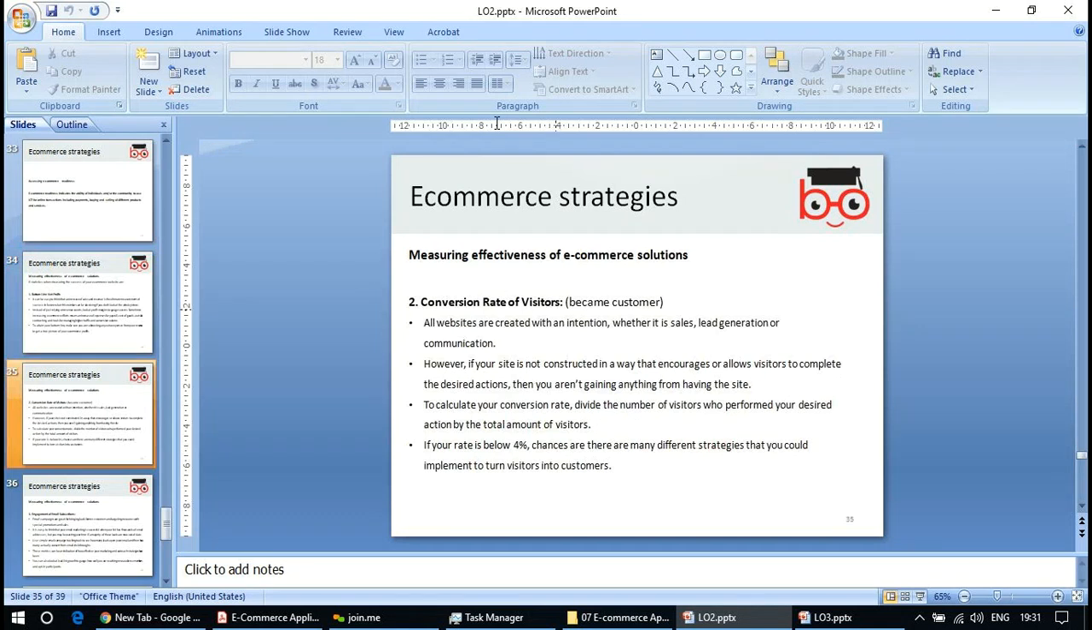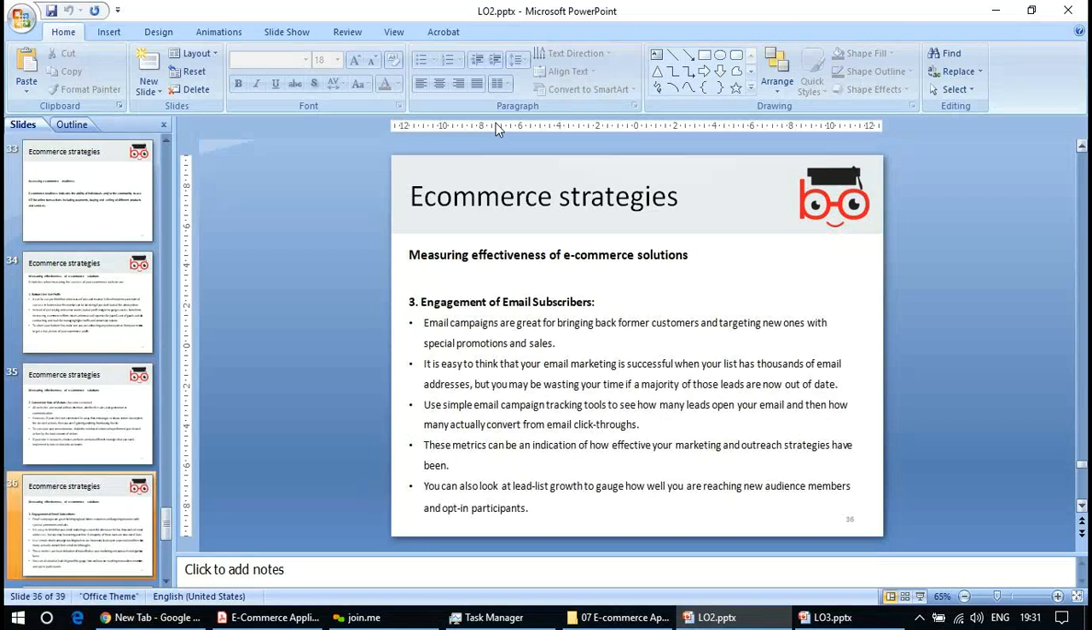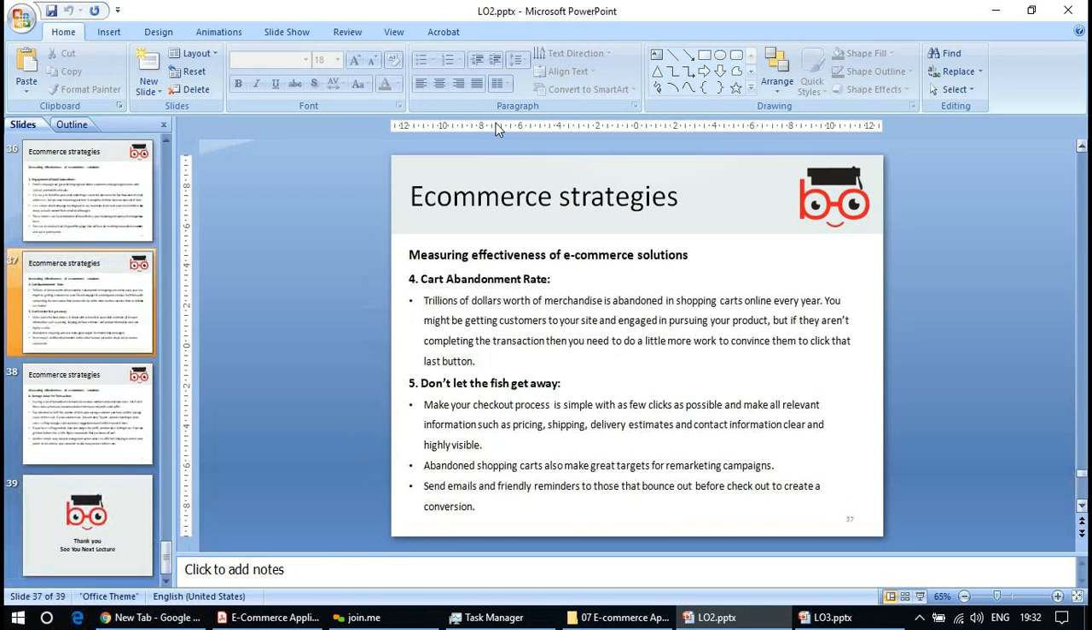Conversion rate of the visitors. We discussed earlier that the more customers you convert into paying customers, that is one of the measures that you have done well. Engagement of email subscribers. If you send your subscribers an email about the marketing of a new product, and they really click on your website, you should be able to know if your email marketing is working or not.